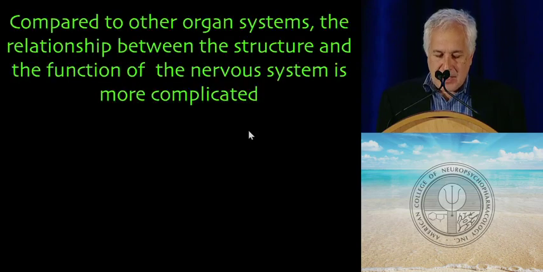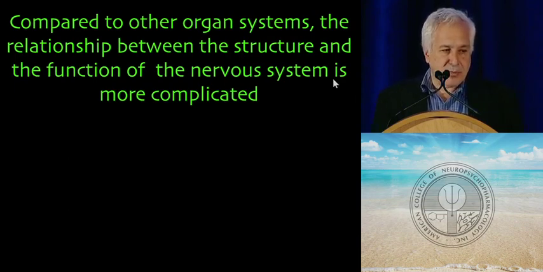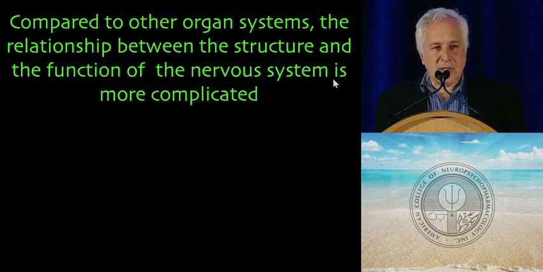And so I'd like to begin by arguing a little bit about why, compared to other organ systems, the relationship between the structure and the function of the nervous system is much more complicated. The first reason for this is that there has been an astounding increase in the complexity of the nervous system compared to other organs. Whereas there are maybe 5 or 6 cell types in a kidney, there are countless numbers of different kinds of cells in the nervous system.